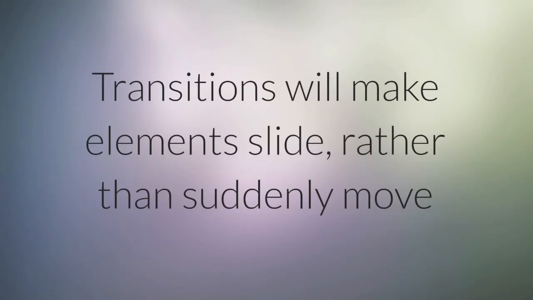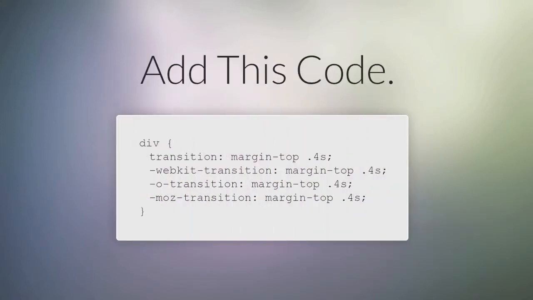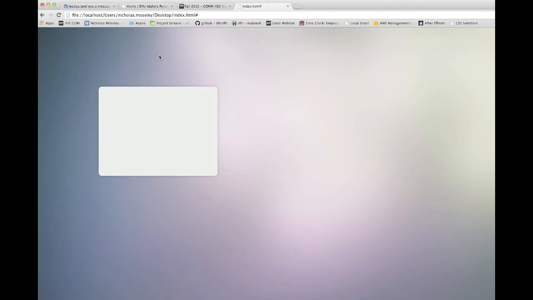This could be used in a number of ways, but what I want to accomplish is to make the element slide up instead of jump up. So let's apply this transition to the div to make the margin top change over the period of 0.4 seconds. Notice the word margin top in the CSS. This applies to only the margin top. To apply to all changes, simply put all rather than margin top.